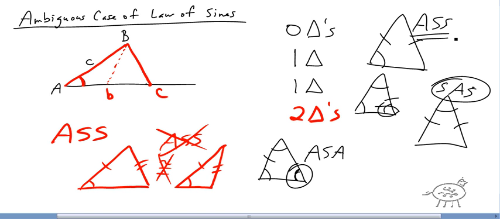So let's actually do a problem with the ambiguous case of law of sines. Okay, so the first problem here is, I'm just going to give you letters and then you're going to draw pictures. Angle C is equal to 68.5 degrees. Little c is 258 centimeters. And little b is equal to 386 centimeters.